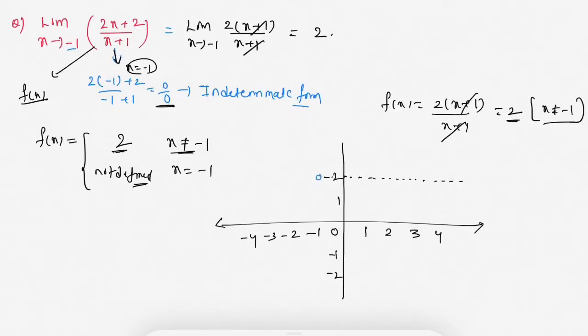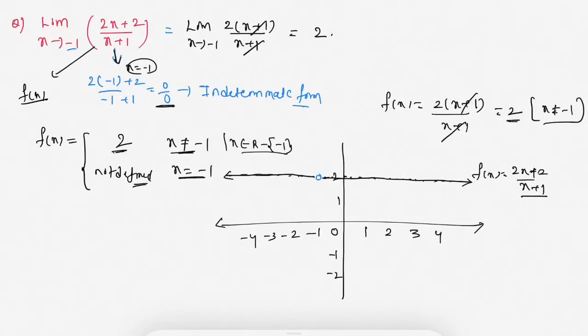So here a hole will come, which means it is defined at every value of x other than x equal to minus 1. So this is the graph of f of x equal to (2x plus 2) by (x plus 1). It is defined at every value of x belonging to R minus {minus 1}. It is not defined at x equal to minus 1.